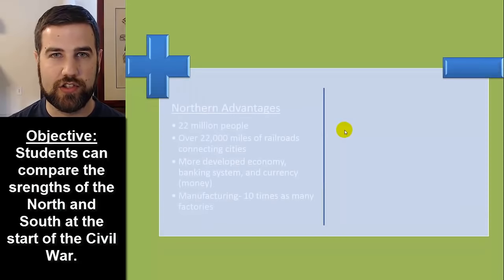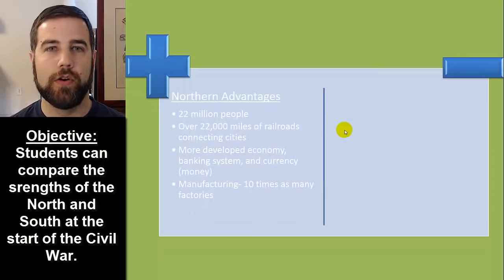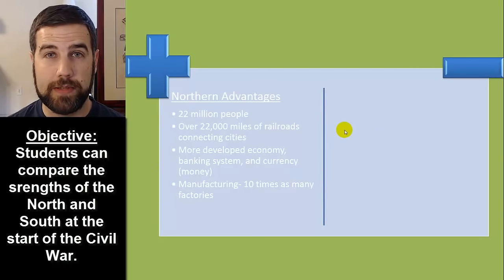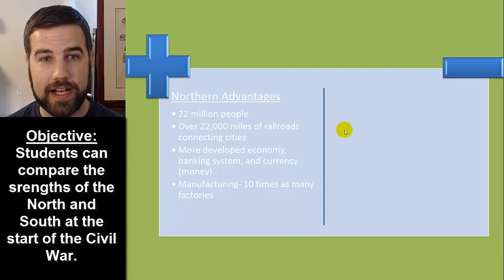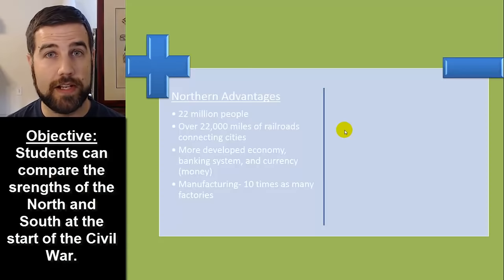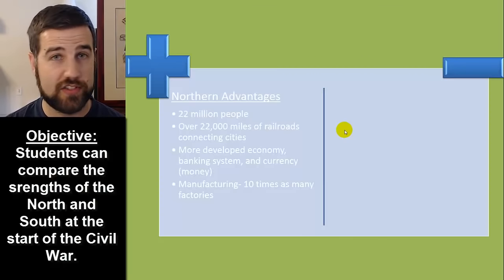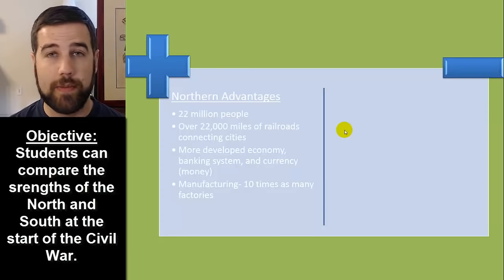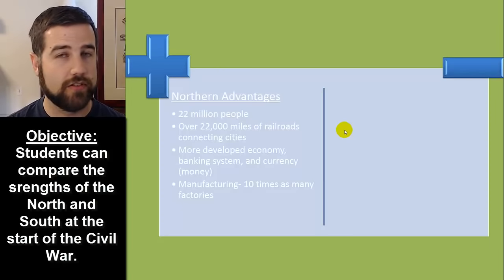Advantages and disadvantages of the North. So for the North overall, they have about 22 million people versus the South only has about 9 million. They have over 22,000 miles of railroads connecting all the major cities. They have a more developed economy based on manufacturing, banking system, money. So it's the United States of America, so it's the American money system, so it's still the dollar.